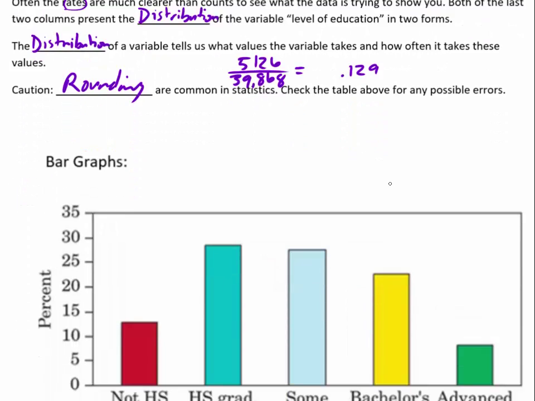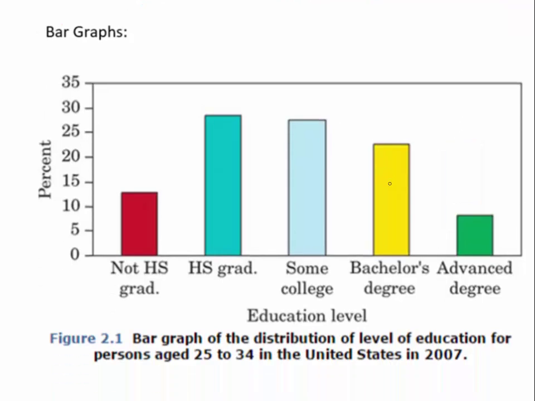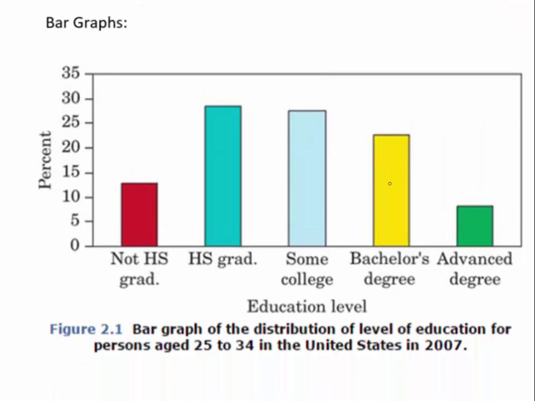Okay, so let's go ahead and talk about the first type of graph we're going to be seeing. It's a bar graph. This bar graph actually goes with the information that's right above, and it is a visual representation of what was in that chart. So you'll notice they're taking the percentages. They could have made this graph in terms of the number of people, but they chose to do percent.